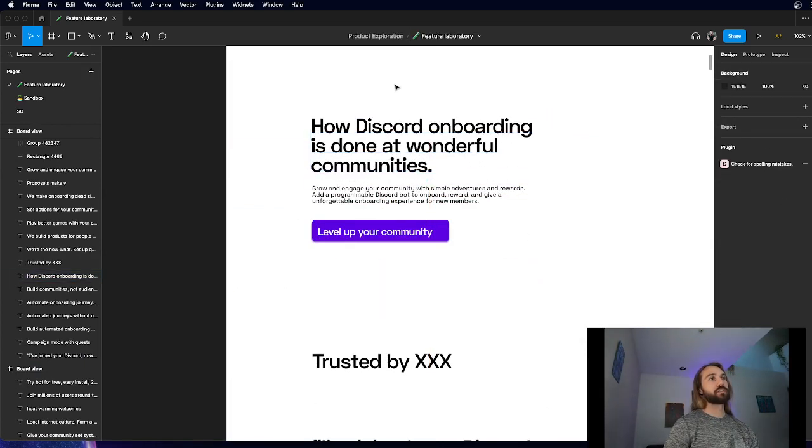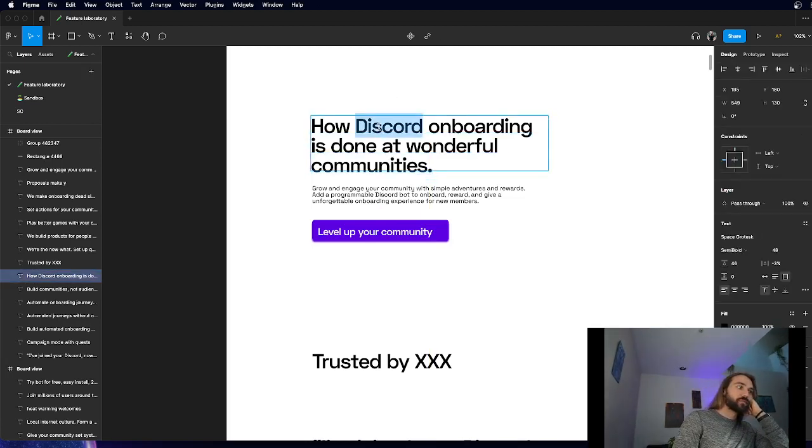Okay, how about this for a hook? "How Discord onboarding is done at wonderful communities." What I like about this is it has Discord, so you know it's a Discord bot. "Onboarding is done" is probably the weak part.